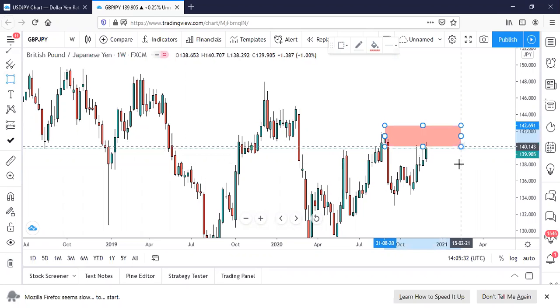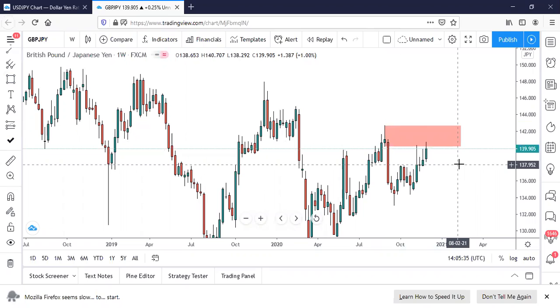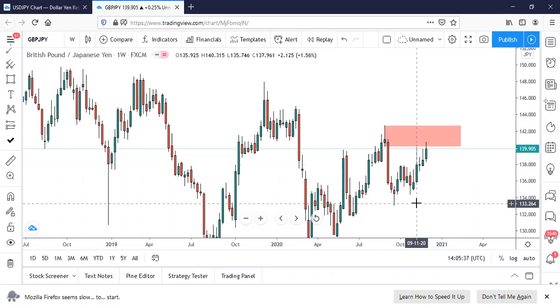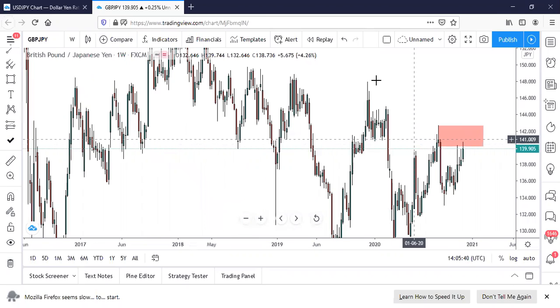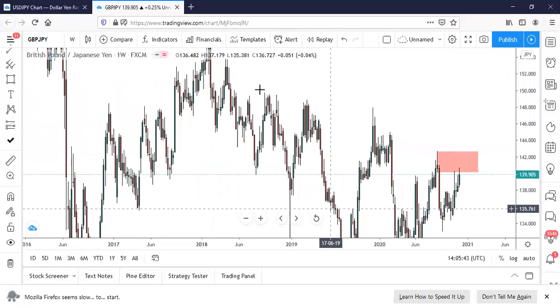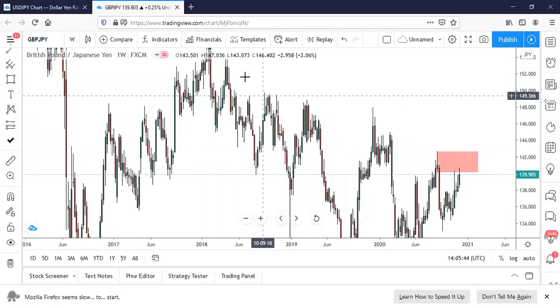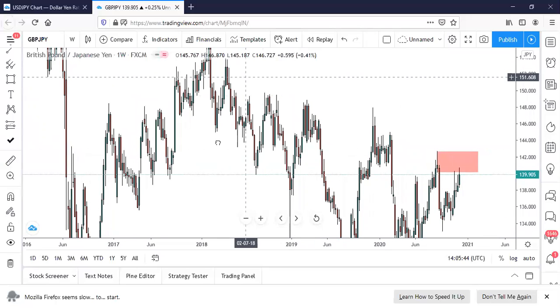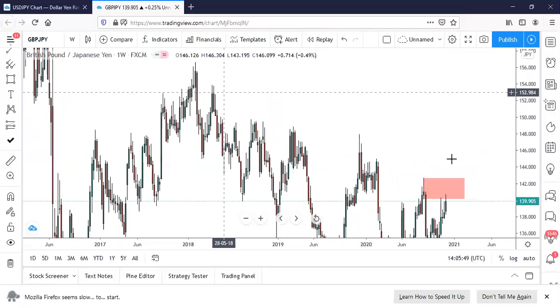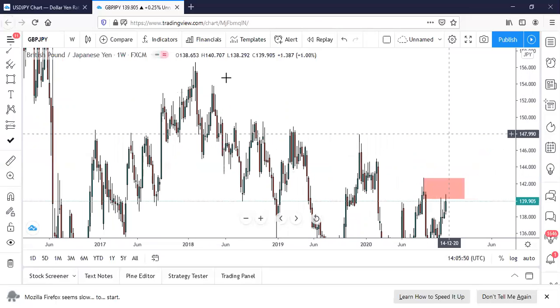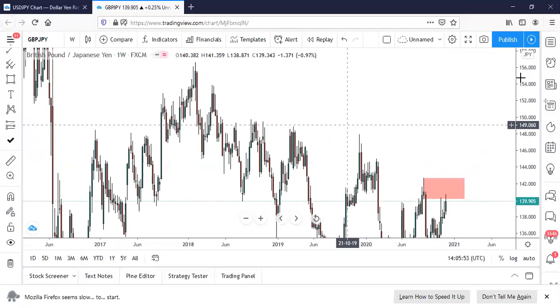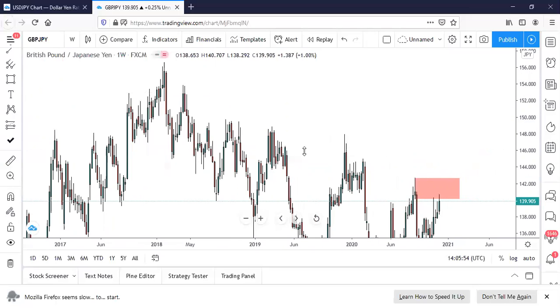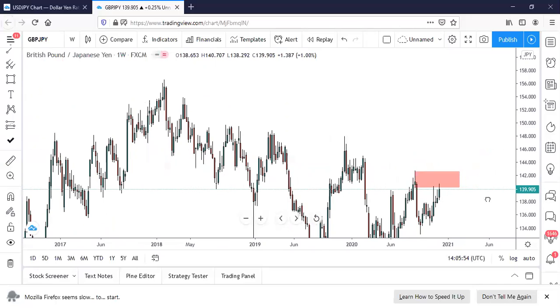Okay, so my bias for this pair is bullish. That means I'm expecting higher prices to take out all this liquidity. We have a series of liquidity here, price stops, so I'm expecting price to move higher and take out all of these. We are in a deep discount too, so we expect higher prices.